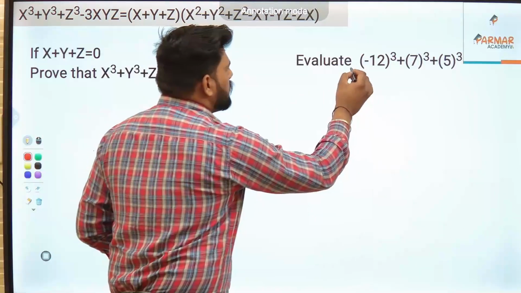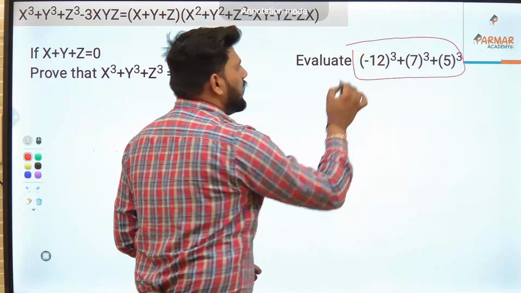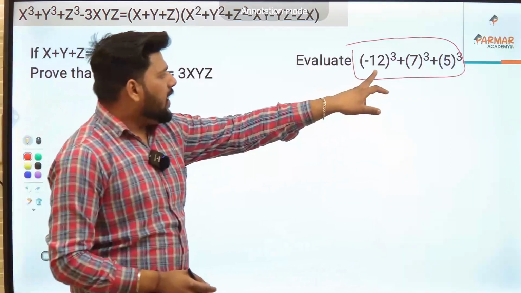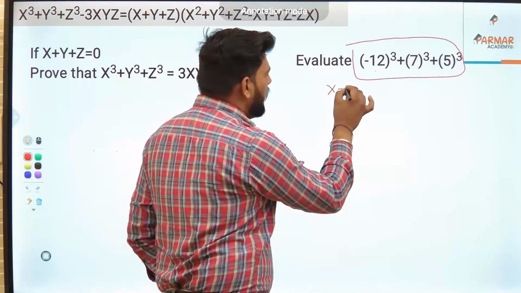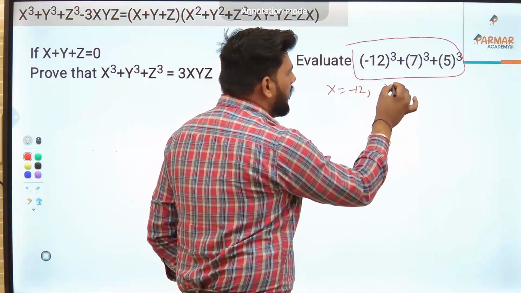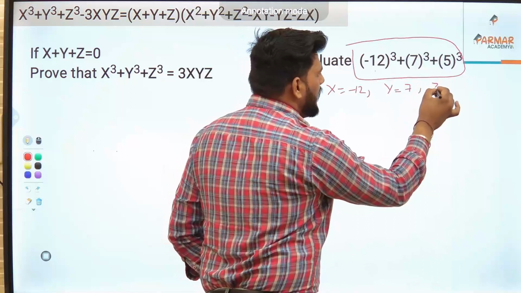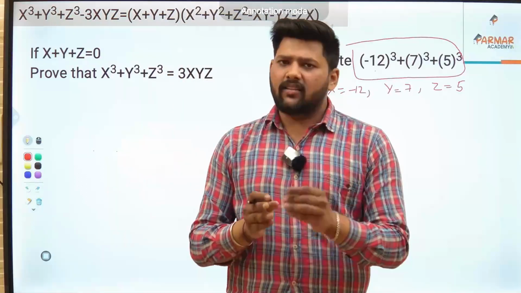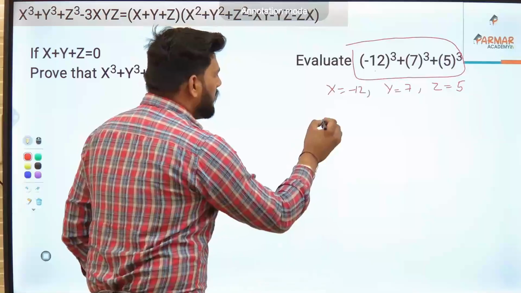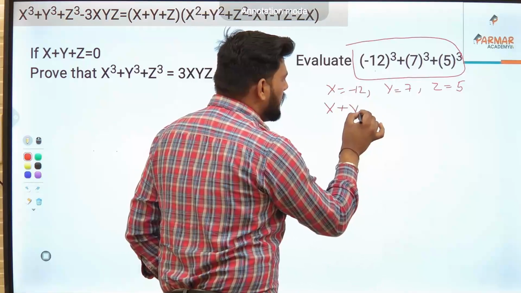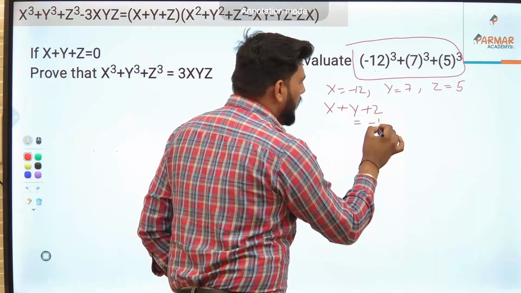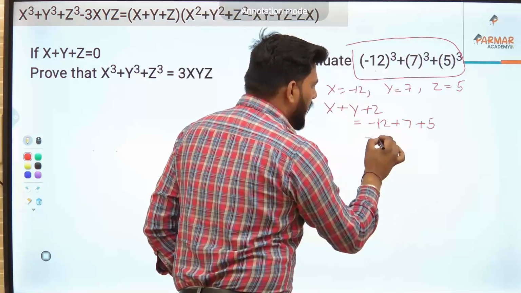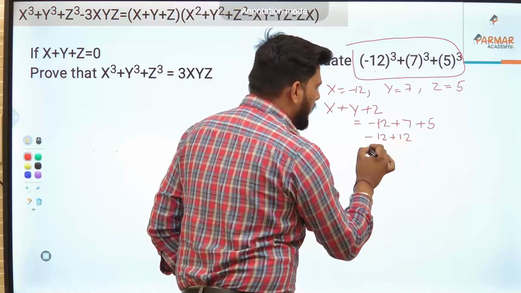The question is evaluate this value. This is just similar to find x cube plus y cube plus z cube. Here x is minus 12. On comparison, I will get x is equal to minus 12, y is equal to 7 and z is equal to 5. Before solving this question, just check their sum once. What is the sum of x plus y plus z? This is minus 12 plus 7 plus 5. This is minus 12 plus 12 and that is equal to 0.